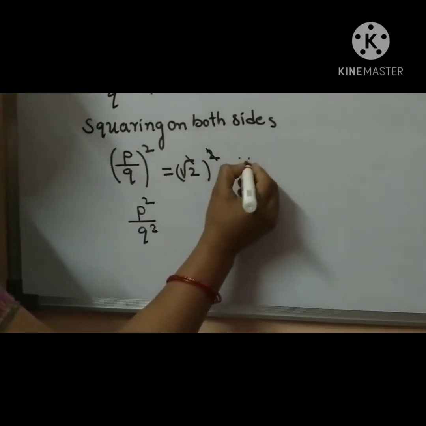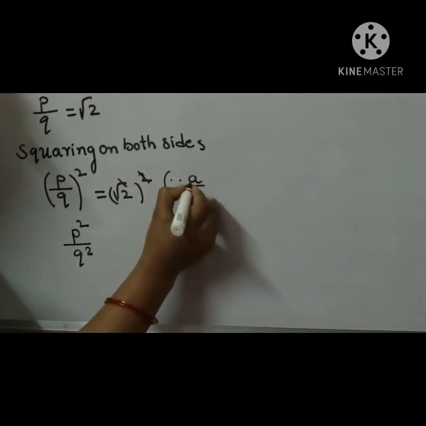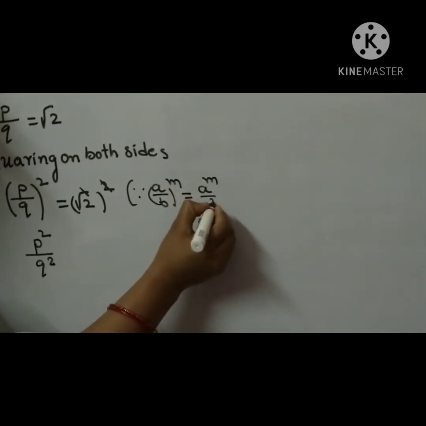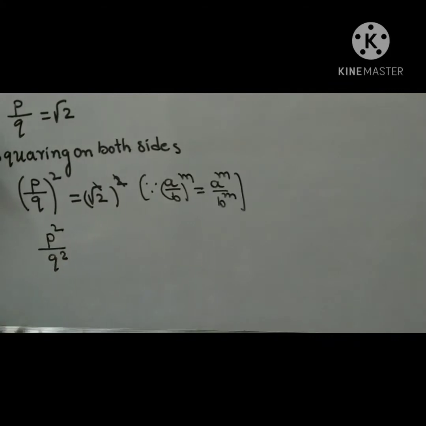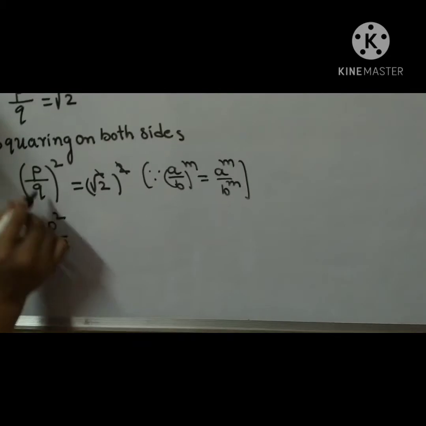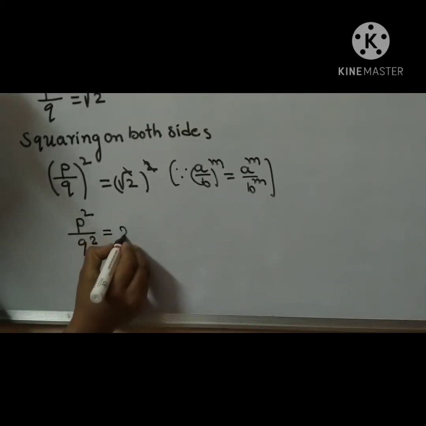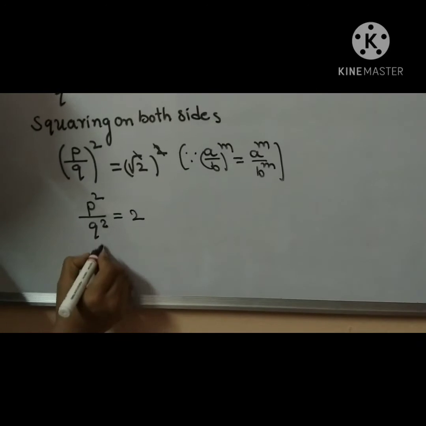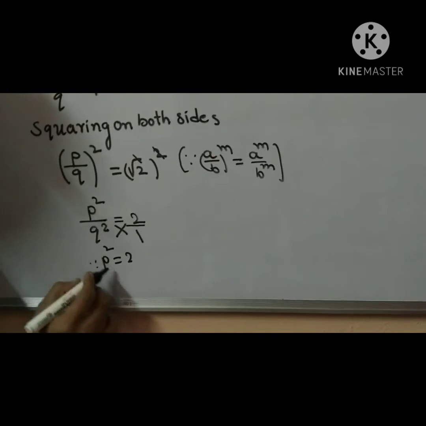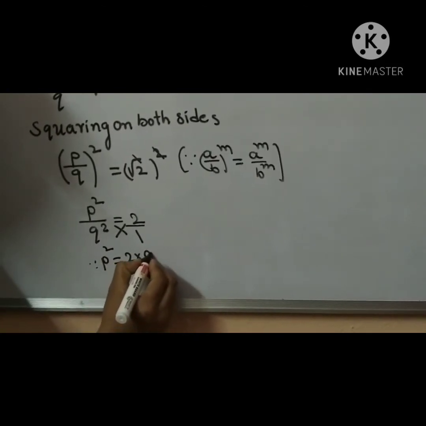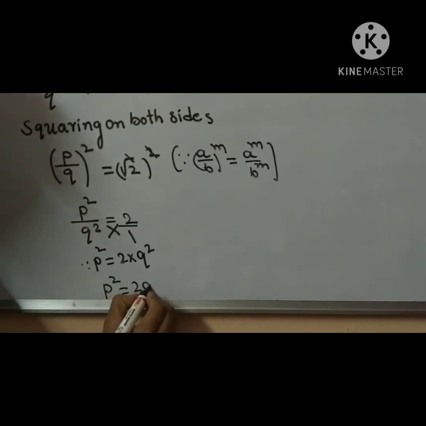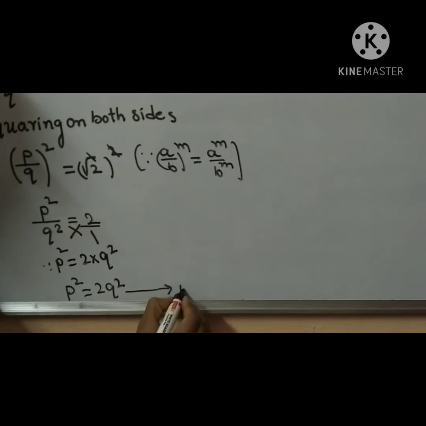This is of the form a by b whole power m equals a power m by b power m. Okay children, laws of exponents: a by b whole power m equals a power m by b power m. Comparing with this, p square by q square equals 2. So by cross multiplication, p square is equal to 2 into q square. Therefore, p square equals 2q square. It is equation 1.